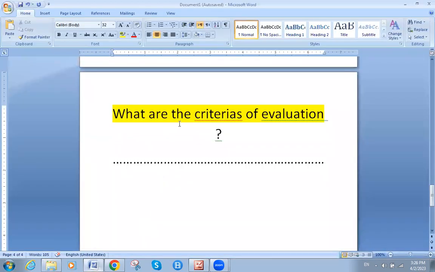We had a question already about what the criteria of evaluation are, and what I talked about was the internal criteria of evaluation with these three measures.